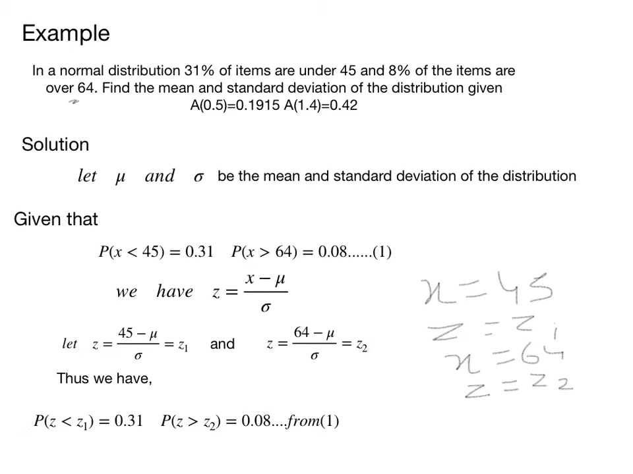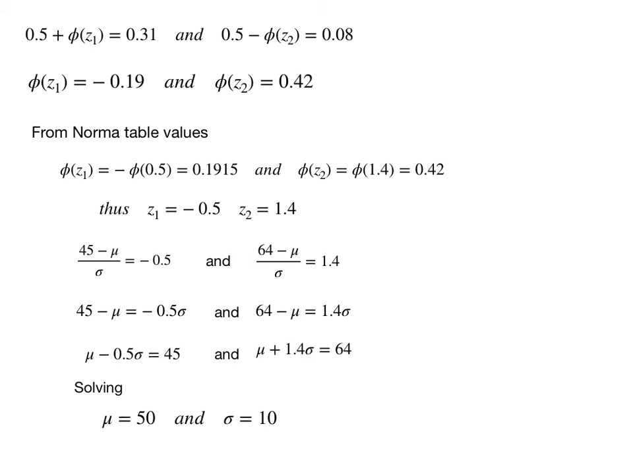The given condition, now x is replaced by z, and for 45 it is z1. So P of z less than z1 is 0.31, and x is again replaced by z, and 64 is replaced by z2. So P of z greater than z2 is 0.08. So as discussed in the earlier examples, if I consider this point as z1, this will be the area under consideration, and if I consider this point as z2, greater than will be this region.